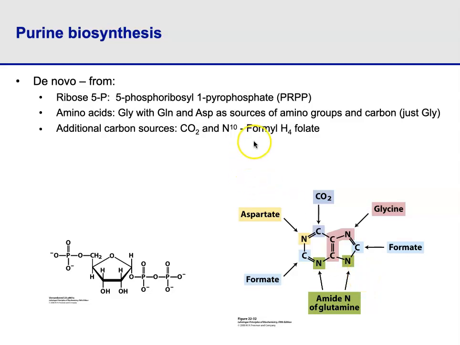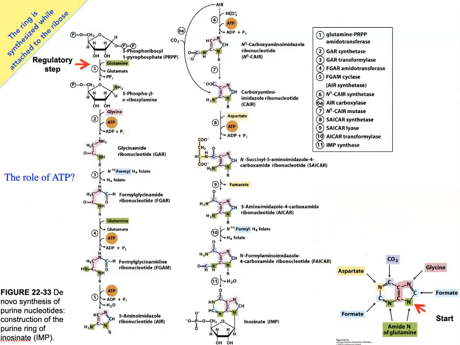I would say keep in mind what the contributing precursors for purine synthesis are, and try to keep straight as best you can which carbon and nitrogen is being contributed by what. All right, so let's look at the specific pathway now.